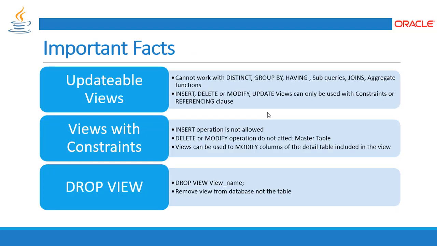Important facts: updatable views cannot work with distinct, group by, having, subqueries, joins, or aggregate functions. To insert, delete, or modify, updatable views can only be used with constraints or a referencing clause. For views with constraints, insert operation is not allowed. Delete or modify operations do not affect the master table. Views can be used to modify columns of the detailed table included in the view. And to drop the view, you can simply write drop view and give the view name. This removes the view from the database, not the table.